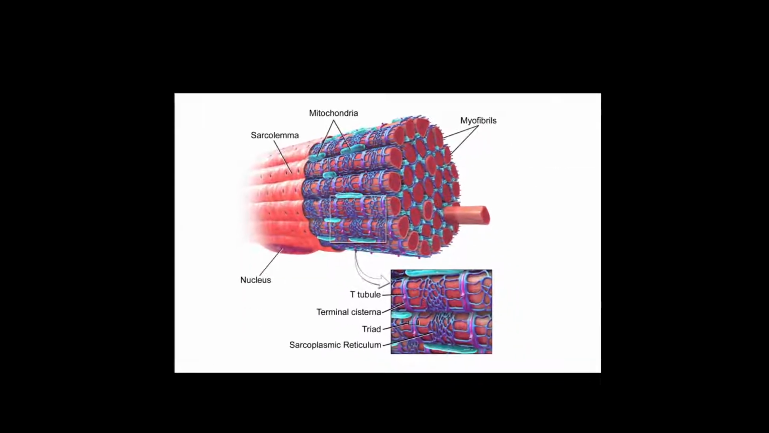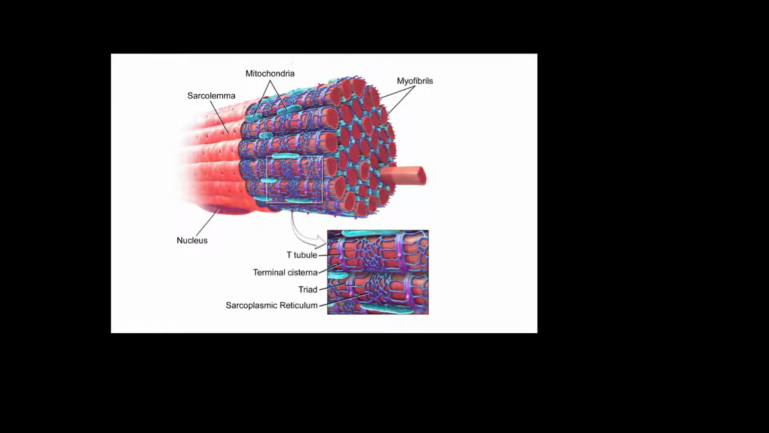So myofibrils are just sarcomeres stacked on top of each other. So everything I just talked about, that's one of these little guys, and then you just stack those end to end, and that's a myofibril. And then you bunch up a lot of myofibrils together, and that's a myofiber, or sometimes we just say a muscle fiber.